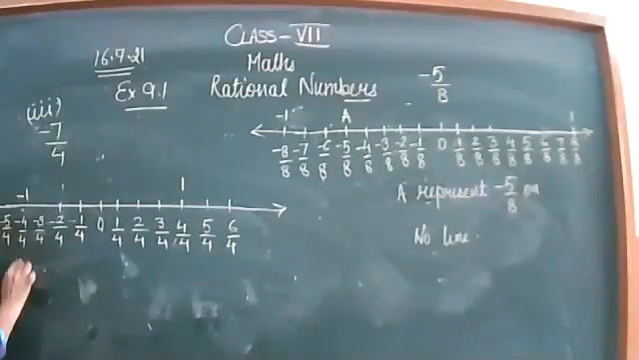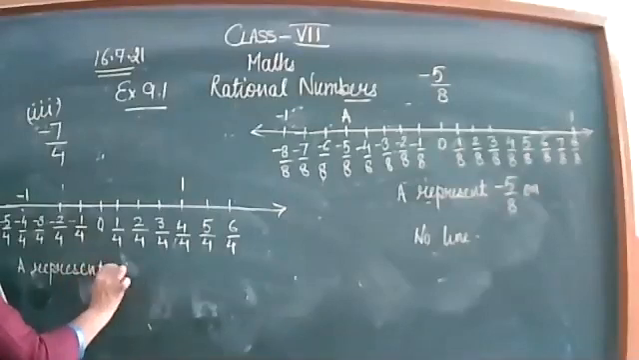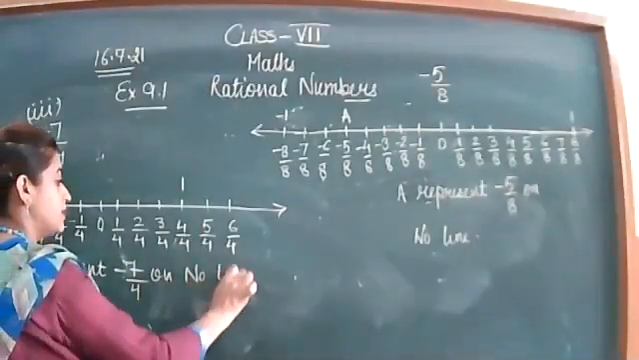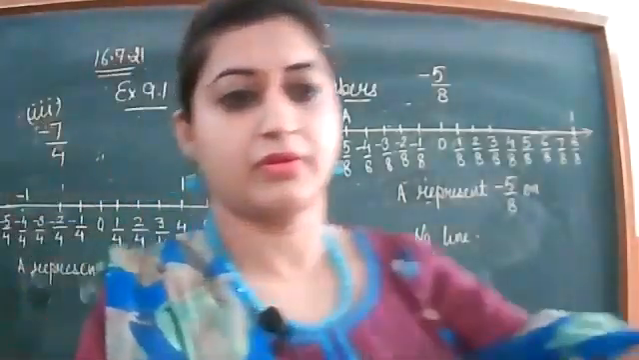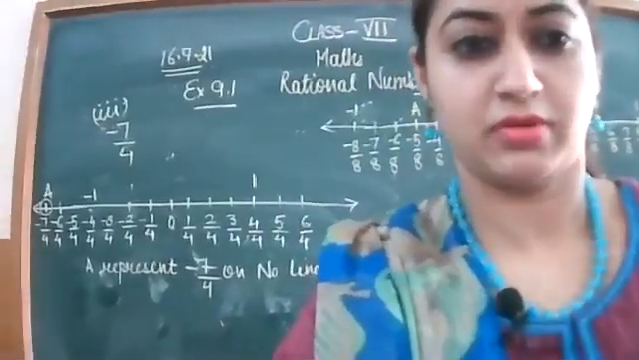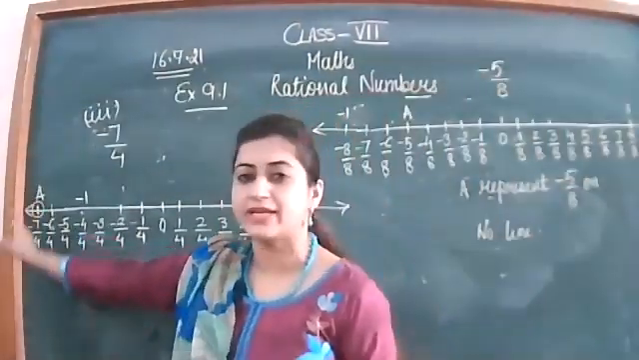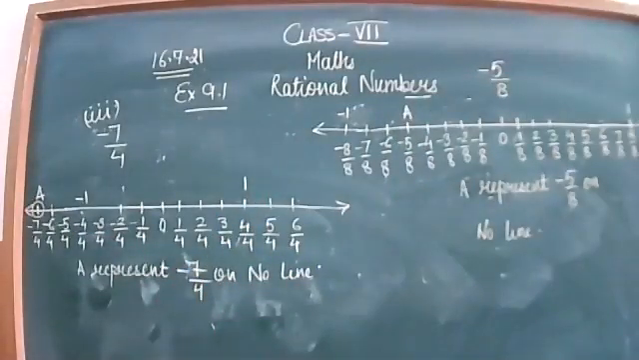A represents -7/4 on number line. Answer is -7/4. So I have given it name A, and you will write A represents -7/4 on the number line.